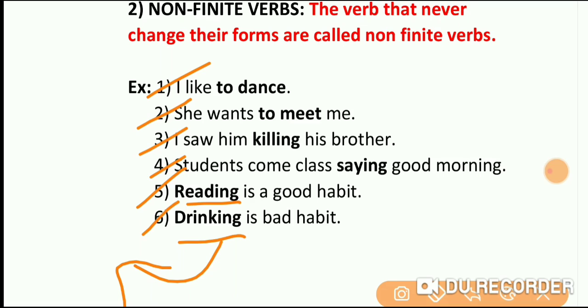The types of non-finite verbs are infinitives, participles, and gerunds. Non-finite verbs are those which don't change their forms. And finite verbs are those which change according to the number of the subject, the noun or pronoun. They are called finites. In finites, there are two types. The first one is action verb, the second one is auxiliary. In action verbs, there are two types, transitive and intransitive.